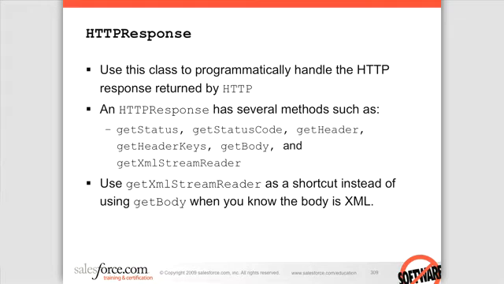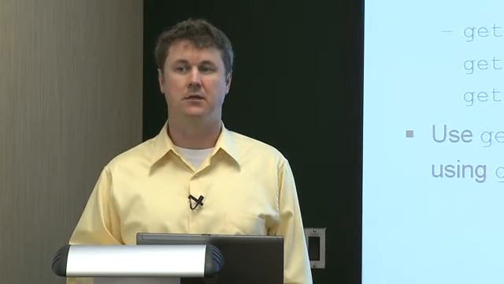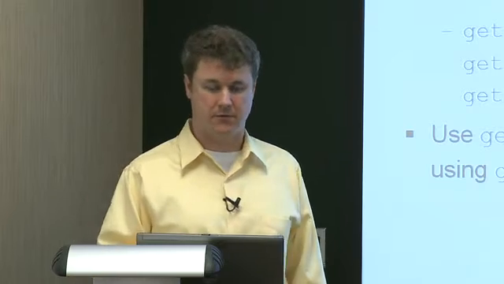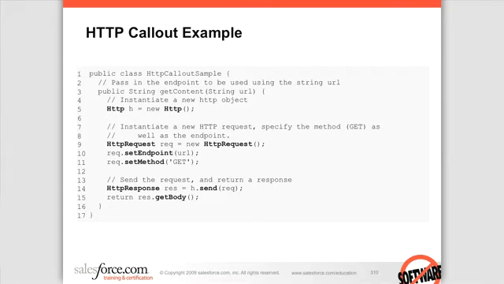The HTTP response is what we're going to get back. If we requested, for instance, something that returns an XML document, we'd then be able to access the body of what we got back. We can also access things like HTTP status codes to see whether or not our callout succeeded or failed. There's the get body and then the get XML stream reader. These are similar, except the get XML stream reader returns the XML stream reader, which allows you to parse through an XML document.